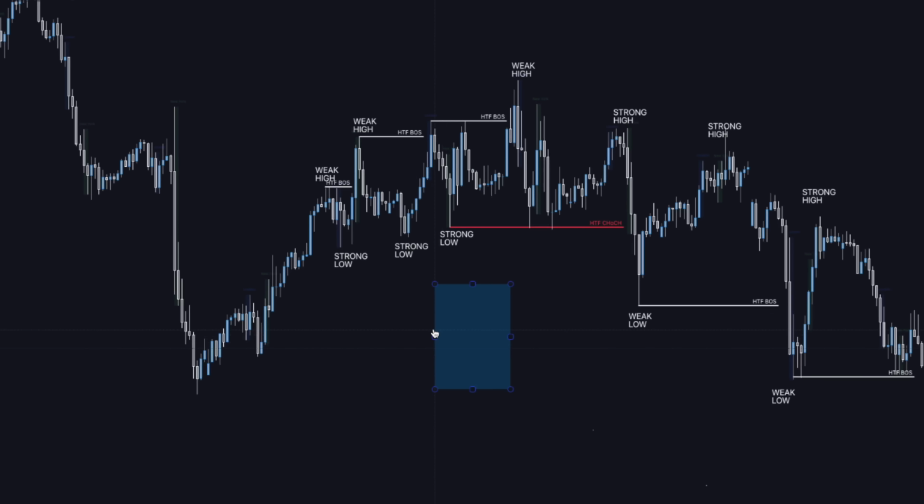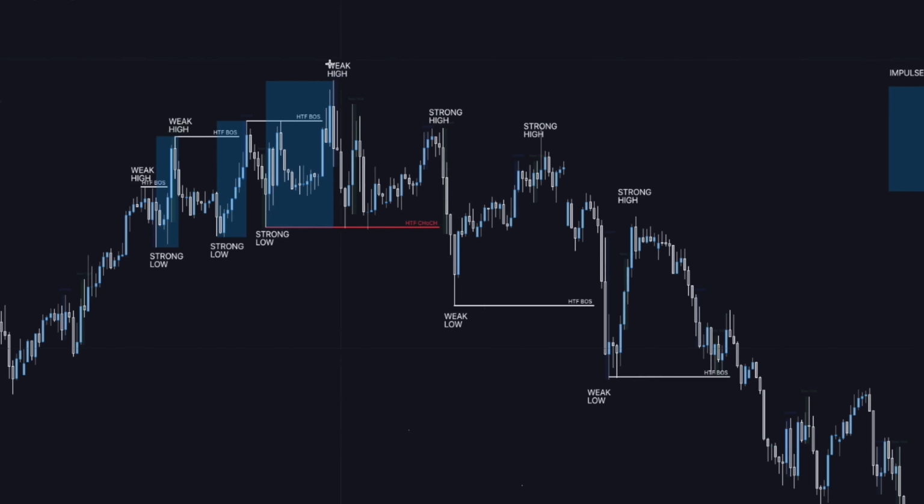So that's the first piece of the equation, really being able to label every single area that is significant, from the weak high all the way to the strong low in an uptrend, and vice versa for the opposite trend as well. And if you really hone in on this skill, that's when you're going to be able to identify the strong pieces of trends and also the weak areas as well.